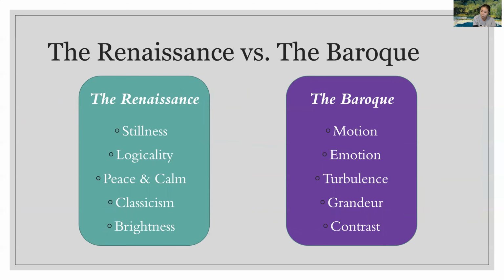So, in conclusion, the Renaissance art shows stillness, logicality, peace and calm, classicism, and brightness. And the Baroque art shows motion, emotion, turbulence, grandeur, and contrast. So please remember each era's artistic features. And now we are going to see two Baroque artists.